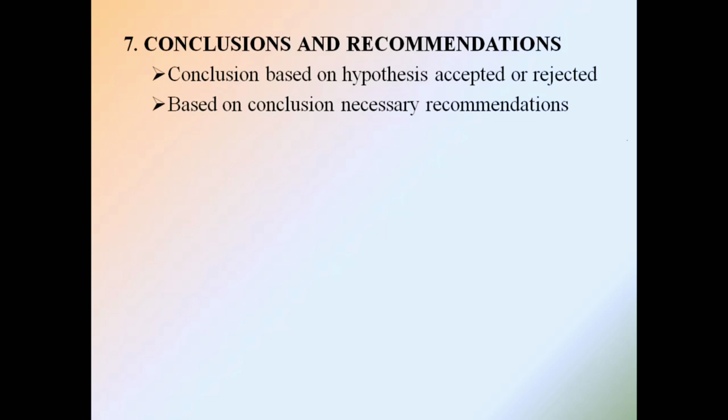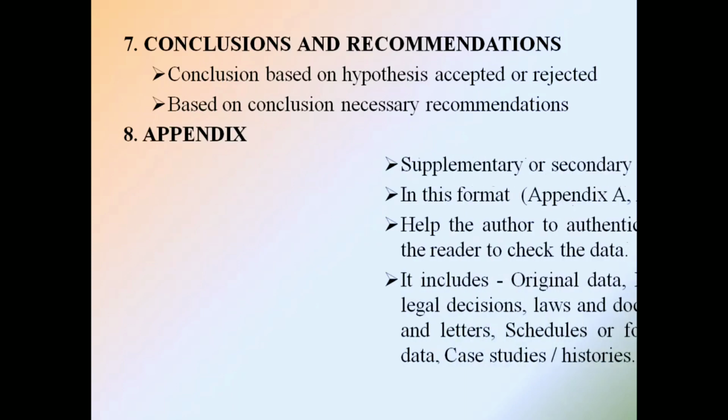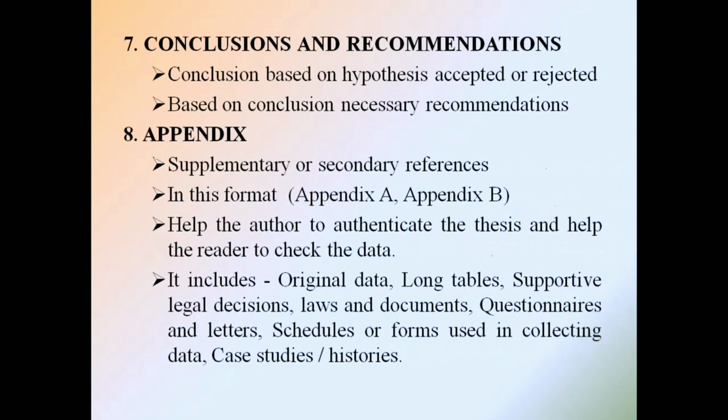The next step is about appendix. Now what is this appendix? Appendix is nothing but a supplementary or secondary reference which you have used in your research project. It is usually in the format of appendix A, capital A, appendix capital B, and it goes on according to the number of appendices which you are going to use. Now why is this appendix used? Usually it helps the author to authenticate the thesis and helps the reader to check the data. Now as a reader, if you have any doubts, you can just go back to the appendix, you can see the data whatever is given in the charts, so that you can cross verify the data.